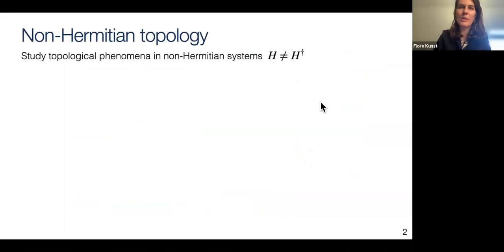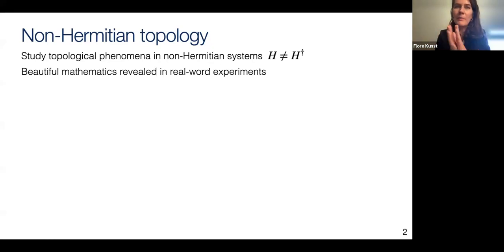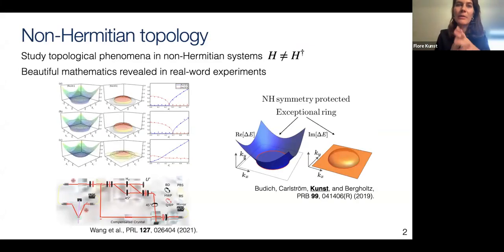Right, so non-Hermitian topology, what do we do? We study topological phenomena in non-Hermitian systems, which means that we assume a Hamiltonian, say, or any other type of operator, or maybe I should better say matrix, that describes your system that is non-Hermitian, so it's not equal to its adjoint. And what we do then is look at the properties of these matrices, and it turns out that this has beautiful mathematical properties that can be seen in real-world experiments. For example, here you have a single photon interferometry experiment where you can see so-called exceptional rings. This is a truly non-Hermitian feature, which I'll explain to you in a few slides.